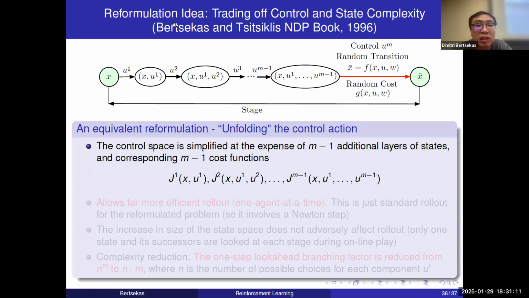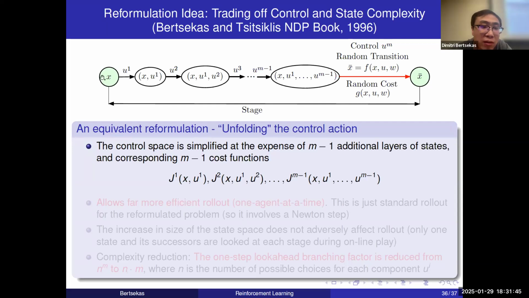Now, this reformulation idea is trading off control and state complexity. Basically, by reformulating the problem such that we consider a control and a state and partial control as a new state. And this idea dates back to the neurodynamic programming book in 1996. And there is an equivalent reformulation by unfolding the control action.